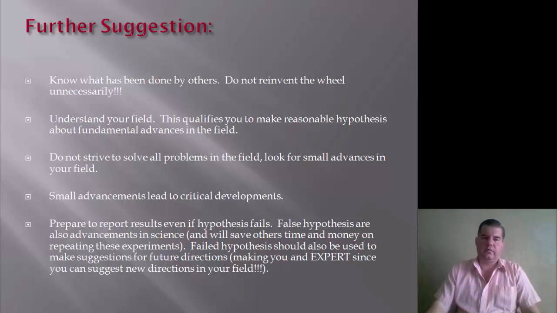Prepare to report results even if the hypothesis fails. False hypotheses are also advancements in science, and will save others time and money on repeating these experiments. Failed hypotheses should also be used to make suggestions for future directions, making you an expert since you can suggest new directions in your field.